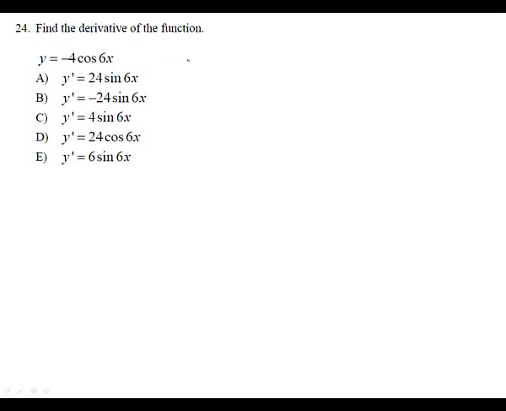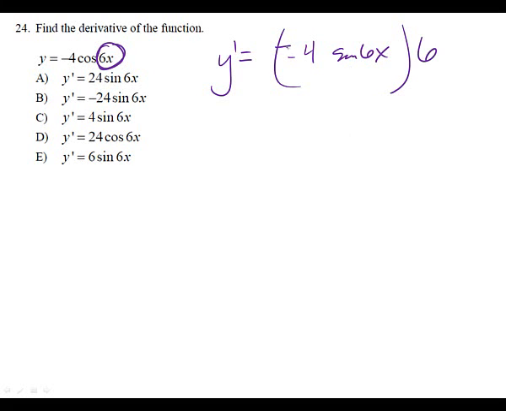All right. So, let's take a look at this one here. We've got to take the derivative, so y prime equals. I'm going to just keep that -4 up front. What's the derivative of cosine? Negative sine 6x, and then we need to do a chain rule derivative in here. What do we get for that chain rule piece? 6. So double negative is going to go what? Positive, and then I've got to multiply the 4 times the 6, which gives me 24 sine 6x. So D.